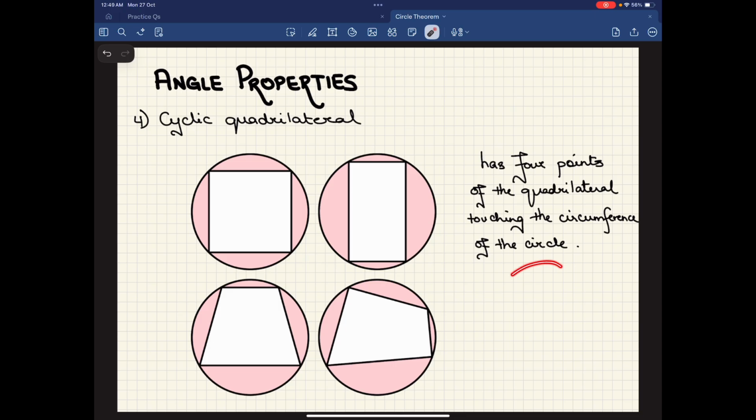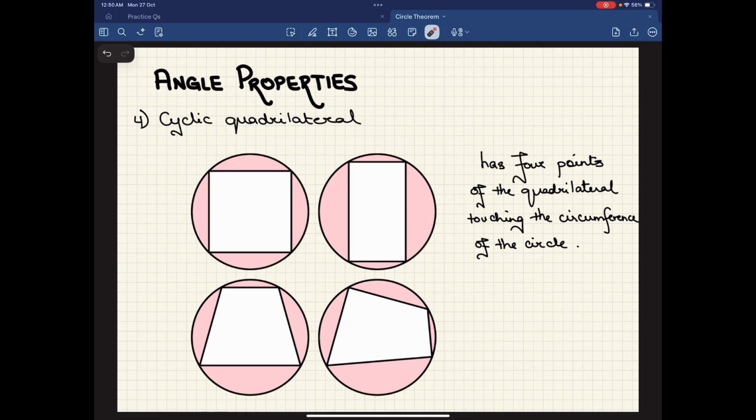However, see, this is not a cyclic quadrilateral. Why? Because two points are on the circumference, but these two are not on the circumference, right? Similarly, this is not a cyclic quadrilateral. Why? Because three points are on the circumference, but the fourth one is not there.